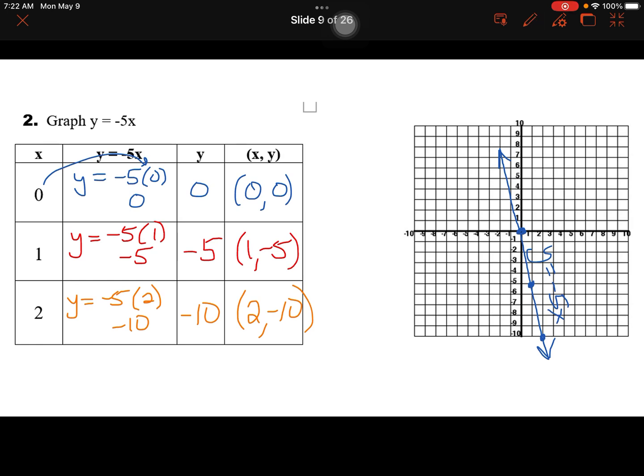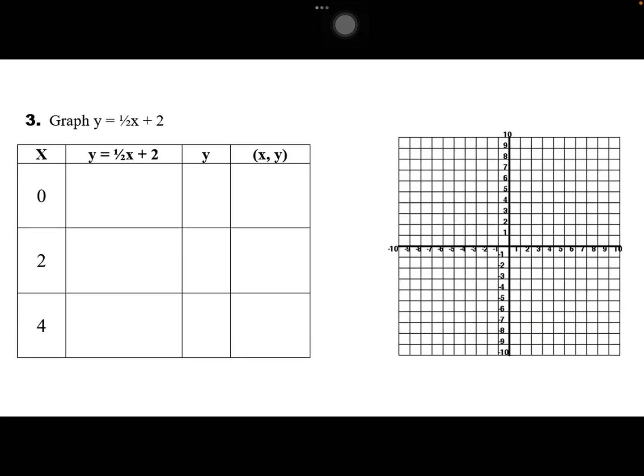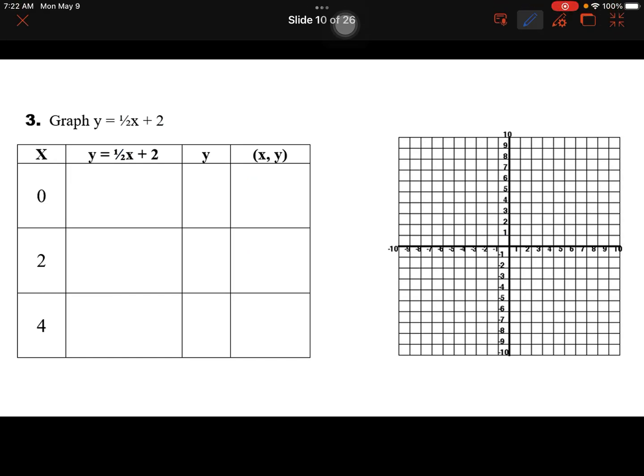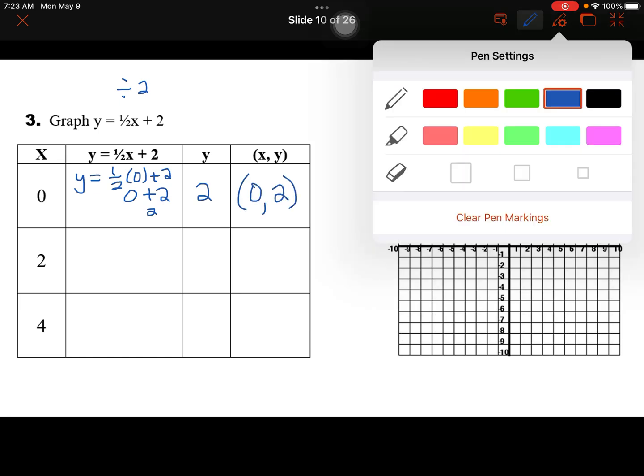All right, so we look at the next one. Now we have 1/2 once again. And since we have 1/2, this is the same as dividing a number by 2. And so we're going to go ahead and plug in y equals 1/2 times 0 plus 2. Well, half of 0 is 0, plus 2 is 2. So you get 0, 2 for your first ordered pair.